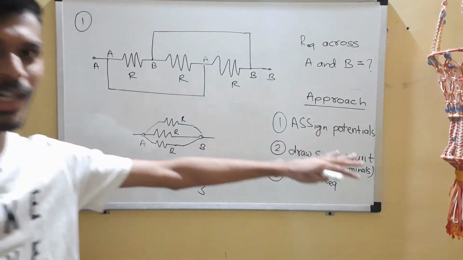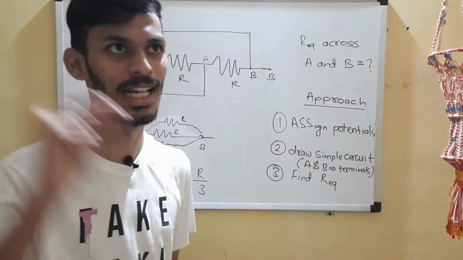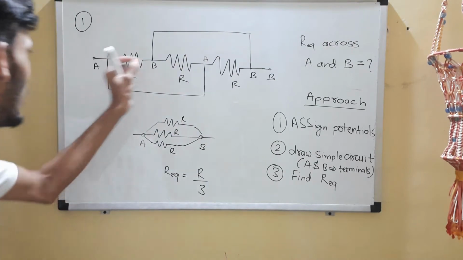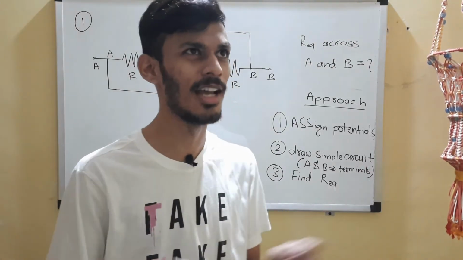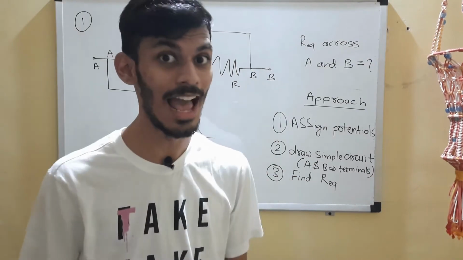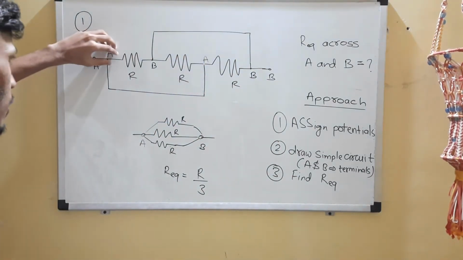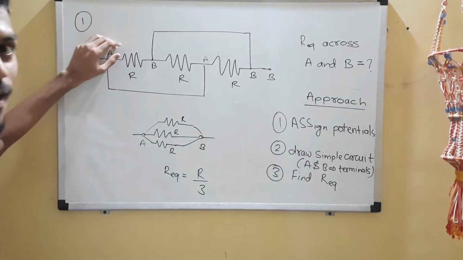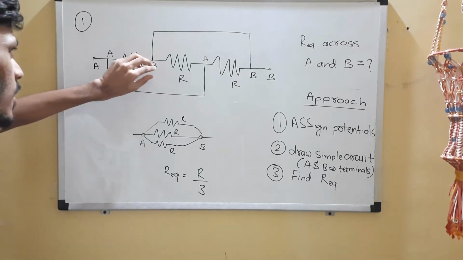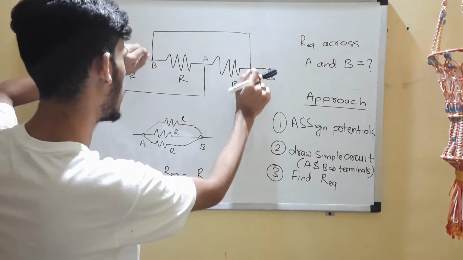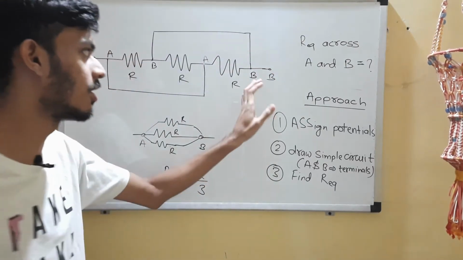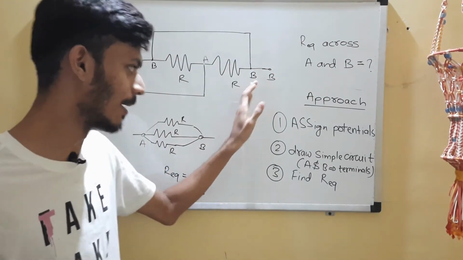First step is to assign potentials. You decide potentials at every node, at every junction. Remember that 2 points which are connected by just a connecting wire will have the same potential. So if the potential over here is A, potential over here will also be A. If the potential over here is B, this is connected at this point. These 2 points are connected by connecting wire. Potential over here will also be B.